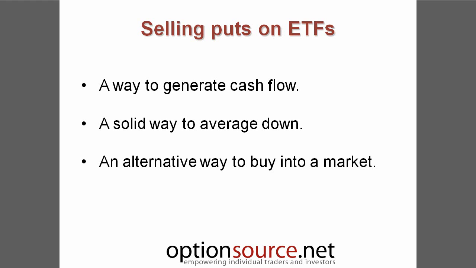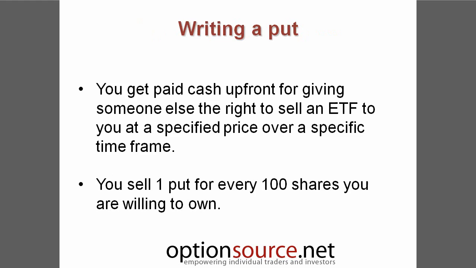The second strategy we're going to review is the principle of selling puts to generate income on ETFs. Selling puts is an excellent way to generate cash flow in your portfolio, a solid way to average down existing ETF positions, and an alternative way to buy into the market. So what does it mean to sell a put? When you sell a put, you get paid cash up front for giving someone else the right to sell you the shares at a specific price over a specific time period. You would sell one put for every 100 shares you're willing to own.